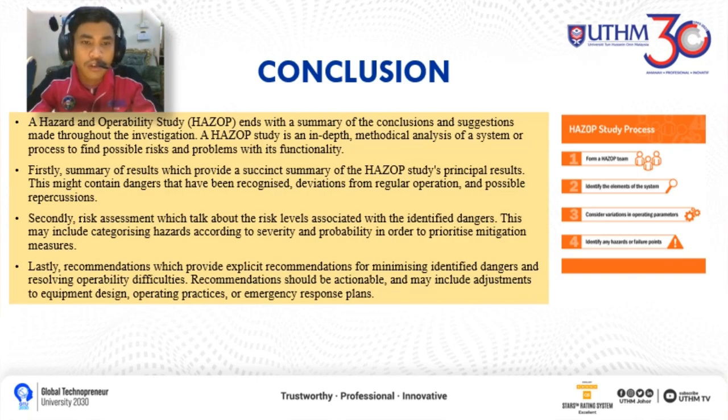For the conclusion of this study, the HAZOP conclusion summary suggests a method of investigation. Firstly, the summary of the result will provide a succinct summary of the HAZOP study's principal results. Second, the risk assessment, which talks about the level of risk associated with the identified dangers. And lastly, the recommendations, which provide recommendations for minimizing identified dangers and resolving probability and difficulty.